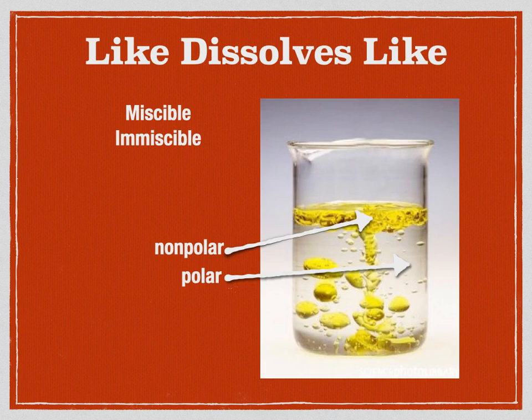When we have liquids, like we do in this picture, that don't mix, rather than soluble and insoluble, we sometimes use the term miscible and immiscible. Miscible meaning two liquids that will mix or will dissolve in one another, and immiscible meaning two liquids, oil and water, that will not dissolve.